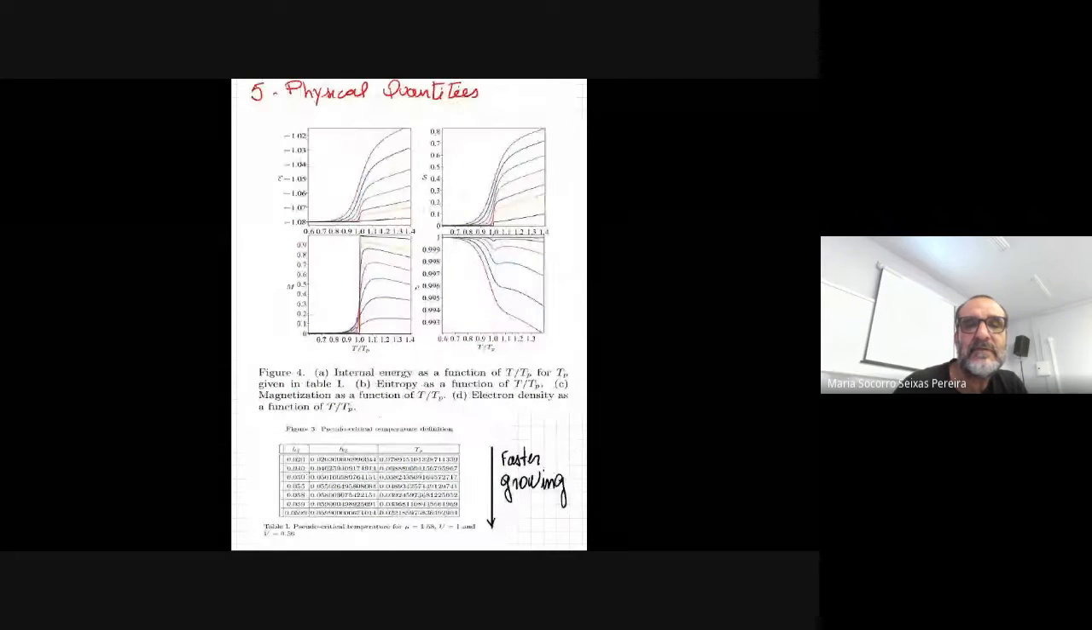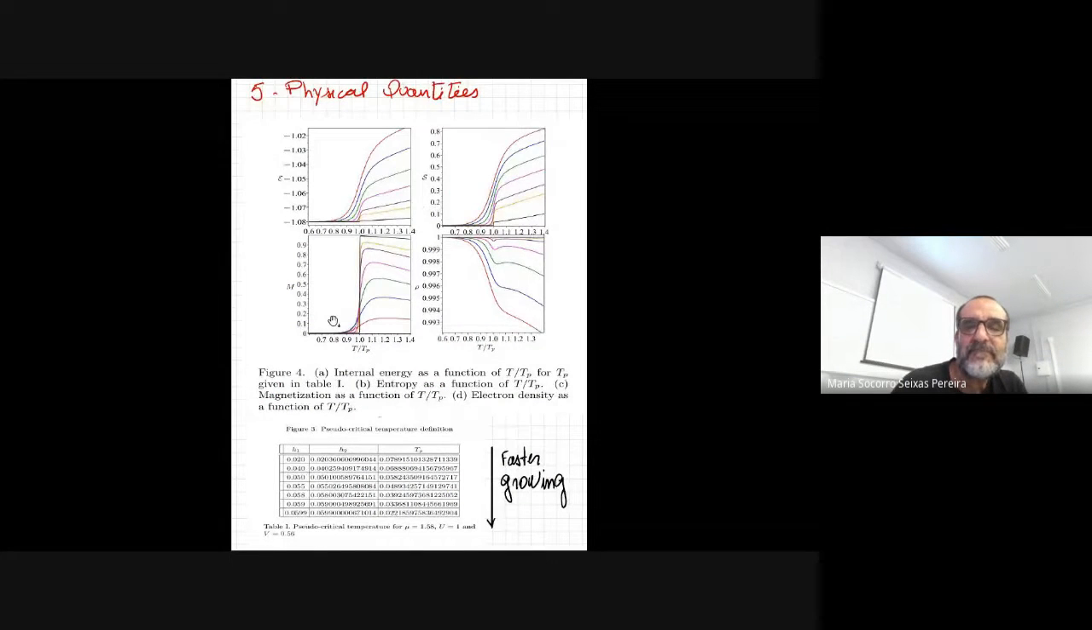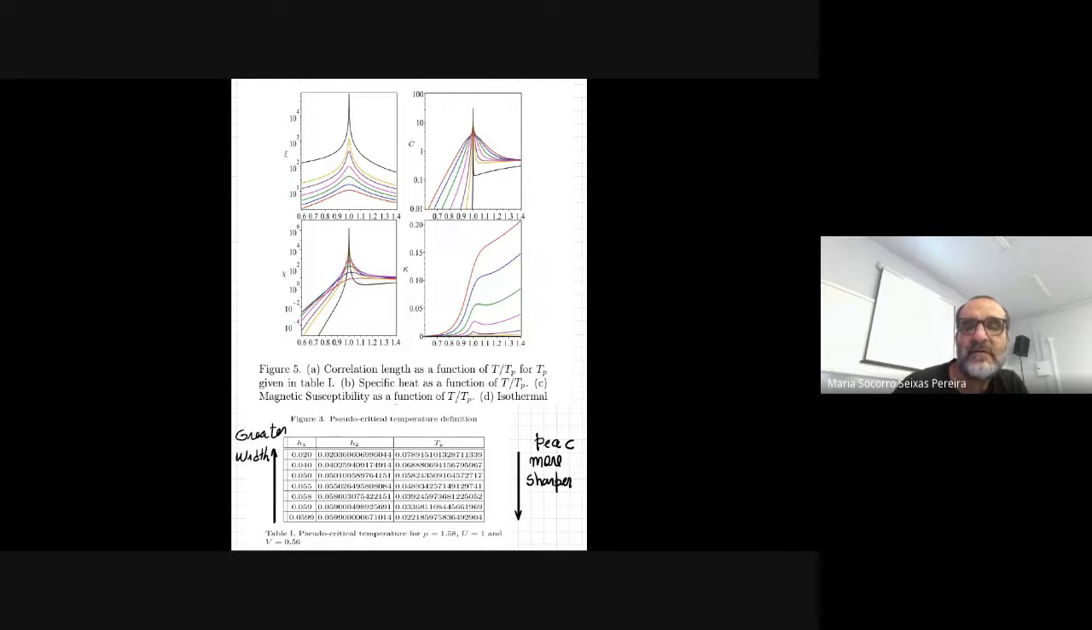When you have a fast growth in magnetization, you have a sharp peak in susceptibility. In the correlation length, we don't have something similar on the other side of the pictures.